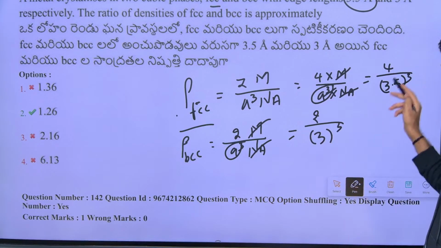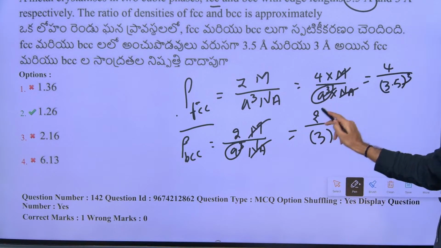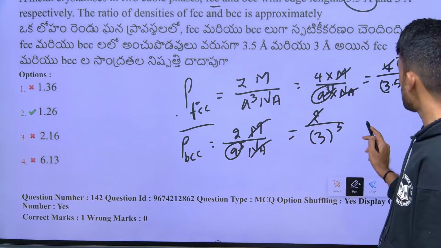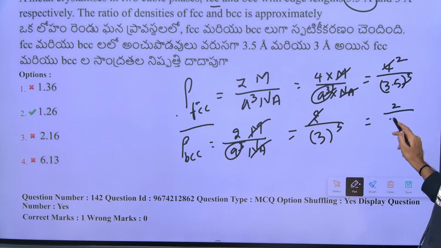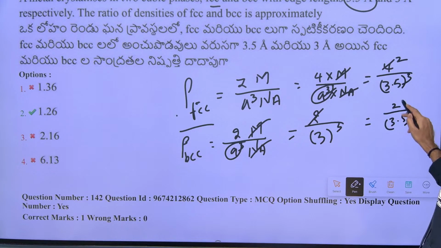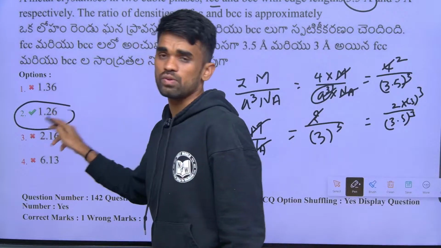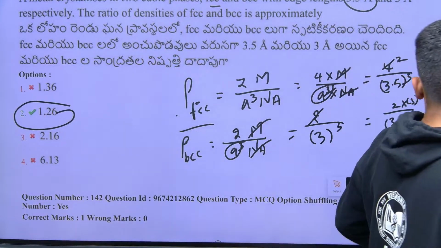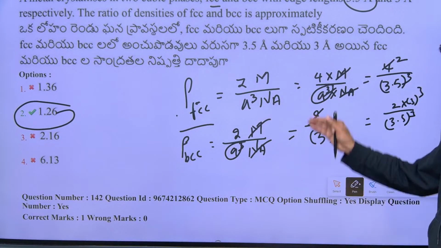So now take the ratio of these two things. So finally what we have is 2 by 3.5 cube into 3 cube. By simplifying this you will be getting the value as 1.26. Okay, that's it. Hope it is clear how I have taken the formulas, right?